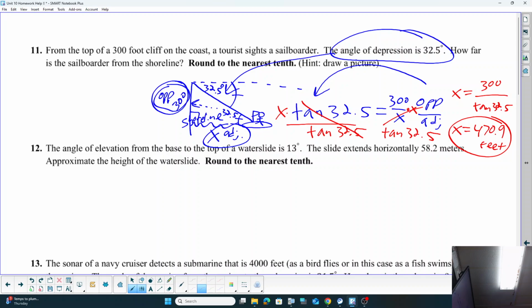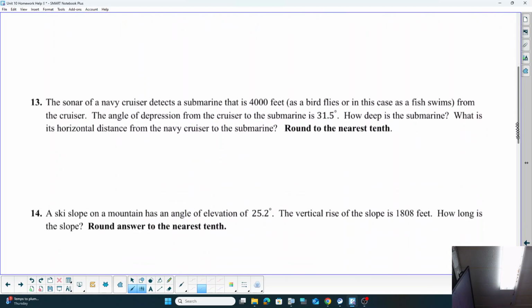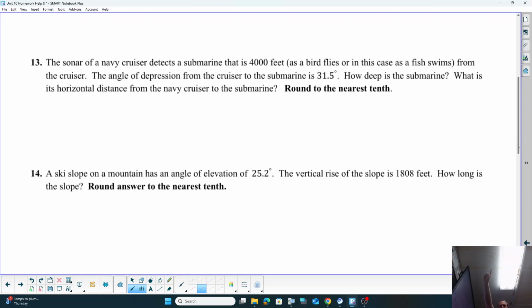You try 12 now. Try it, and then check on Canvas to see if you got it right. Did you get it right? Okay, you try 13. Pause me. You try 13. I'm waiting for you.